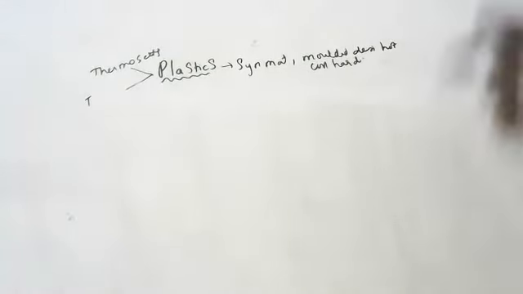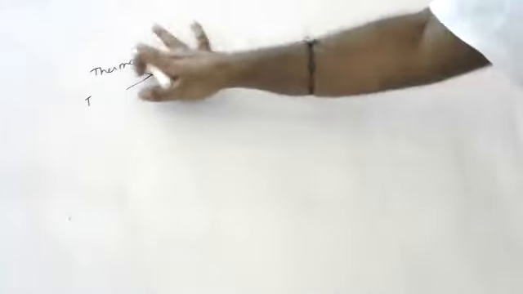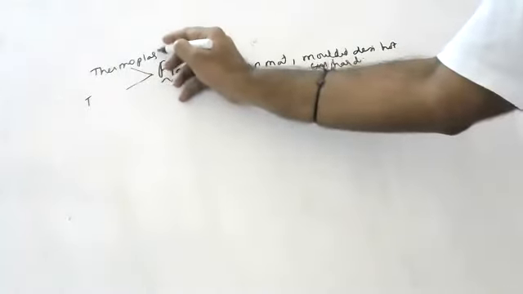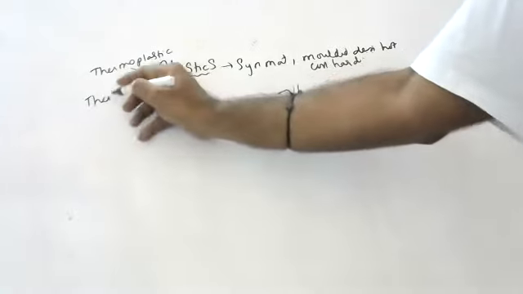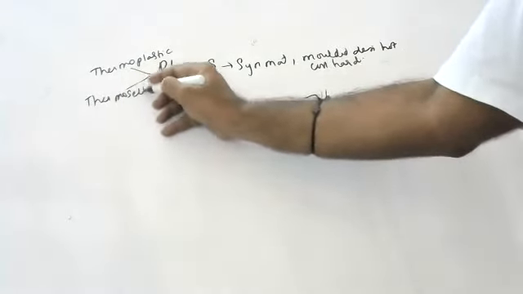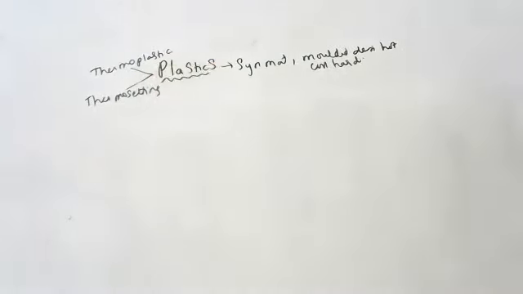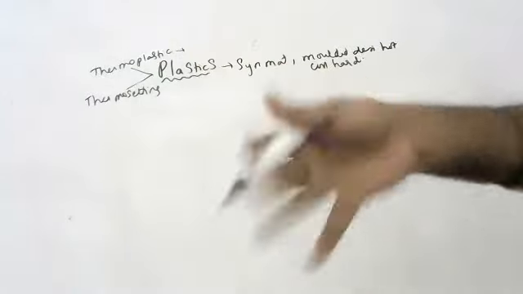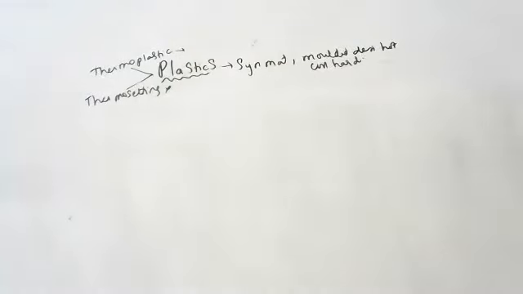Okay, children, one is thermoplastics, which can be molded again and again. The other one is thermosetting, which means once you mold it, you cannot get it back. This you can mold any number of times. This you cannot mold again. I told you so, and I also gave some examples.